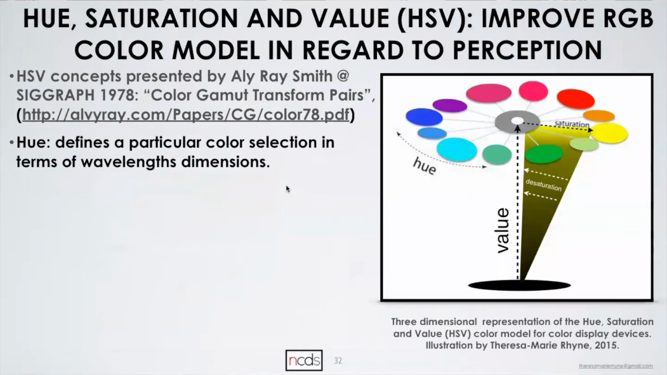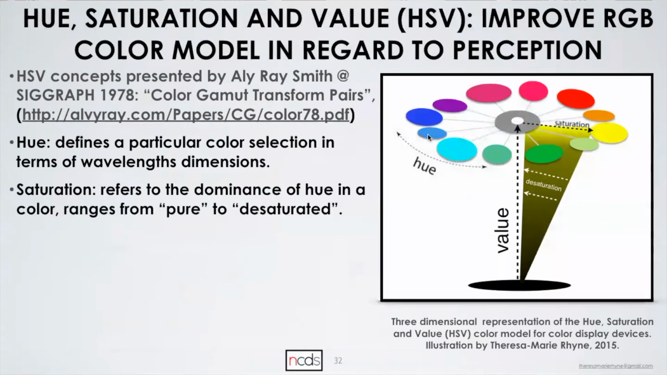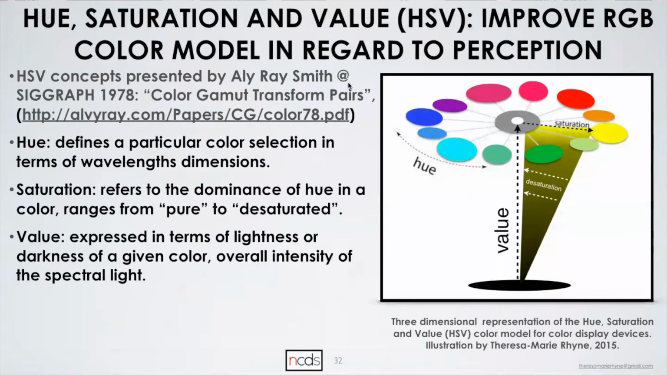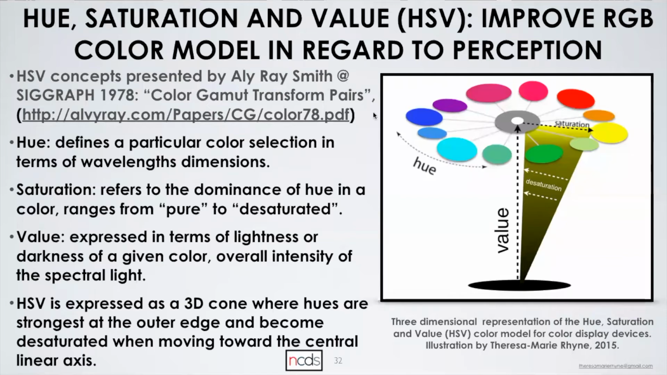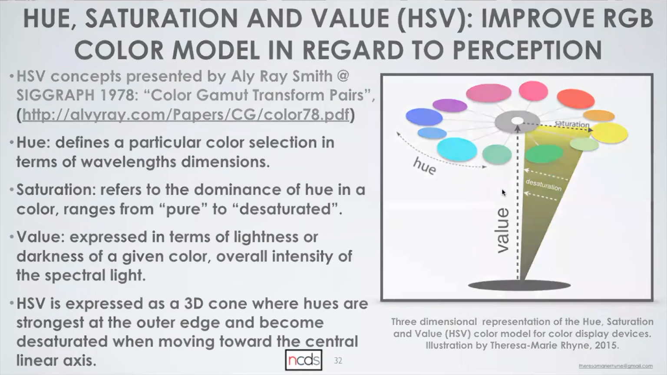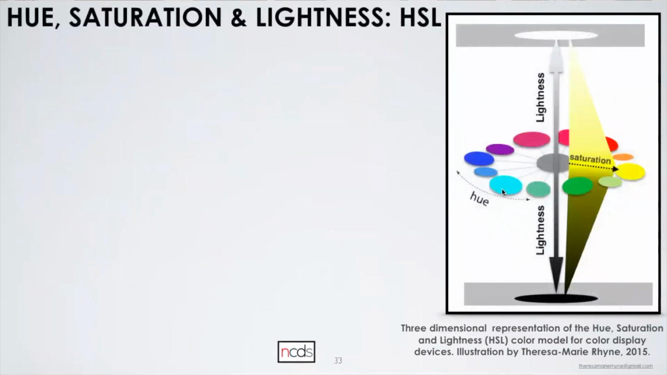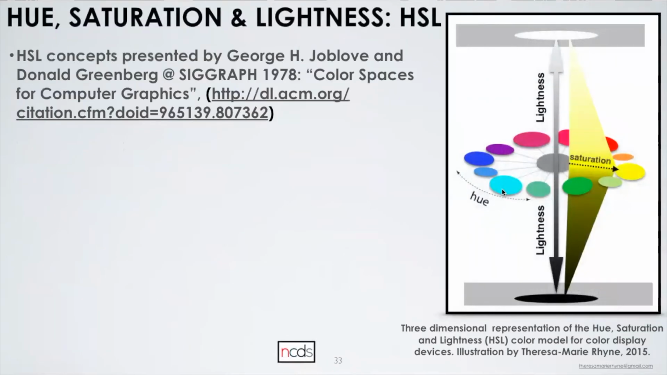He defined hue as your particular color selection. And he says hue is the most saturated on the outside and goes into white as you move into the inside. He says value is the lightness or darkness of a given color, overall intensity, and basically develops a cone right down in here to define this. Then the same year, Joblove and Greenberg developed hue, saturation, and lightness, which is a double cone. It's this element and this element down in here that tries to combine the colors.